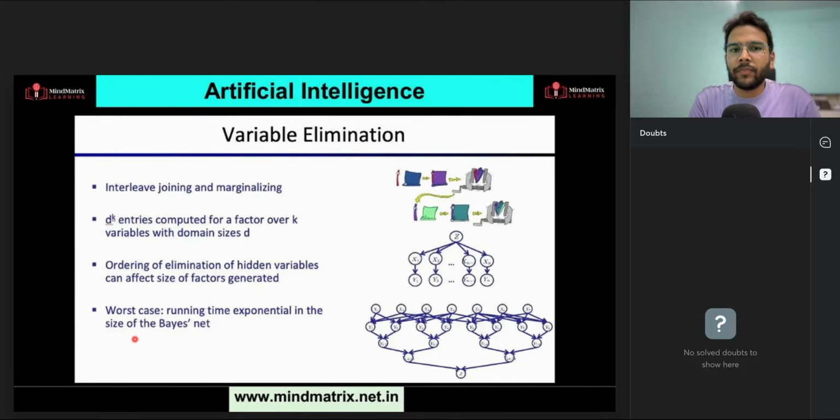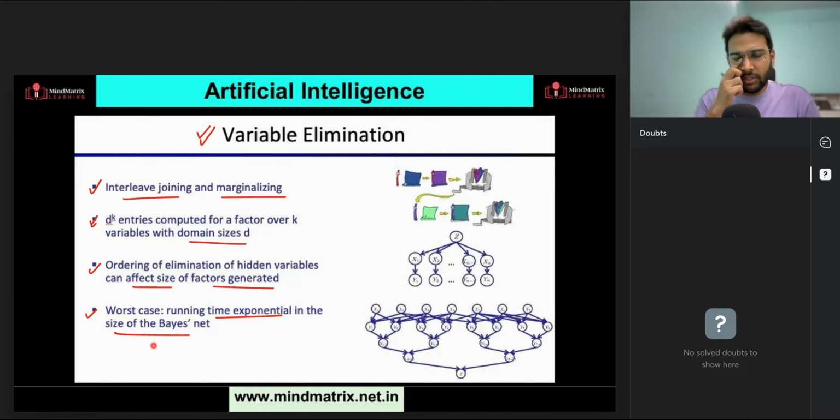So nothing different here. Again, for exact inference, we talked about variable elimination. Interleaving joining and marginalizing was there, right? Again, the same things are mentioned here, that a huge number of factors can be possible. d^k entries are computed for a factor over k variables with domain size d. Domain size means how many possible values a variable can take. So these many entries you have to compute in case of variable elimination. And the order of elimination of hidden variables can affect the size of the factors generated. In the worst case, the running time is exponential in the size of the Bayesian network, right?